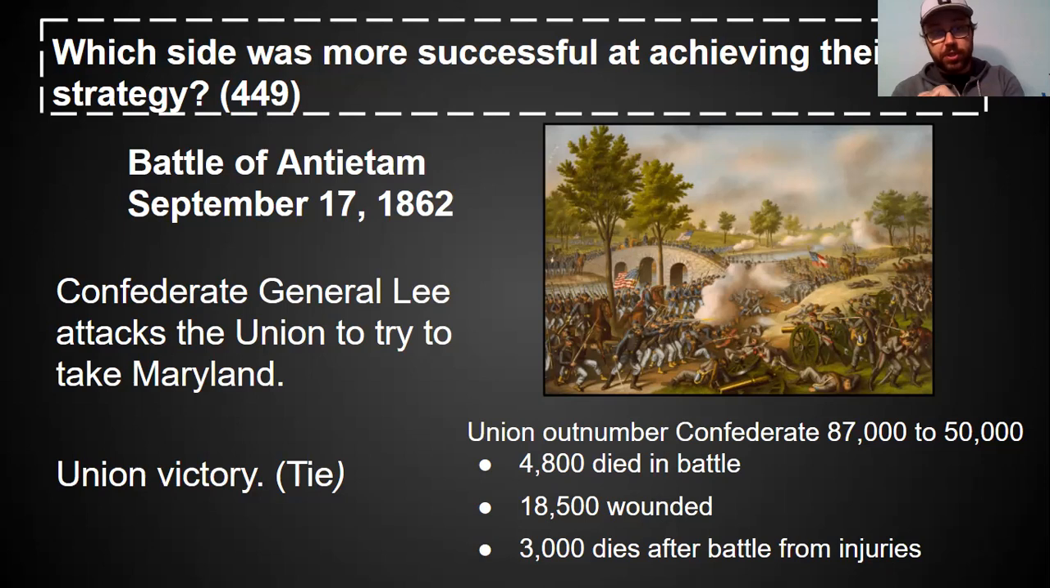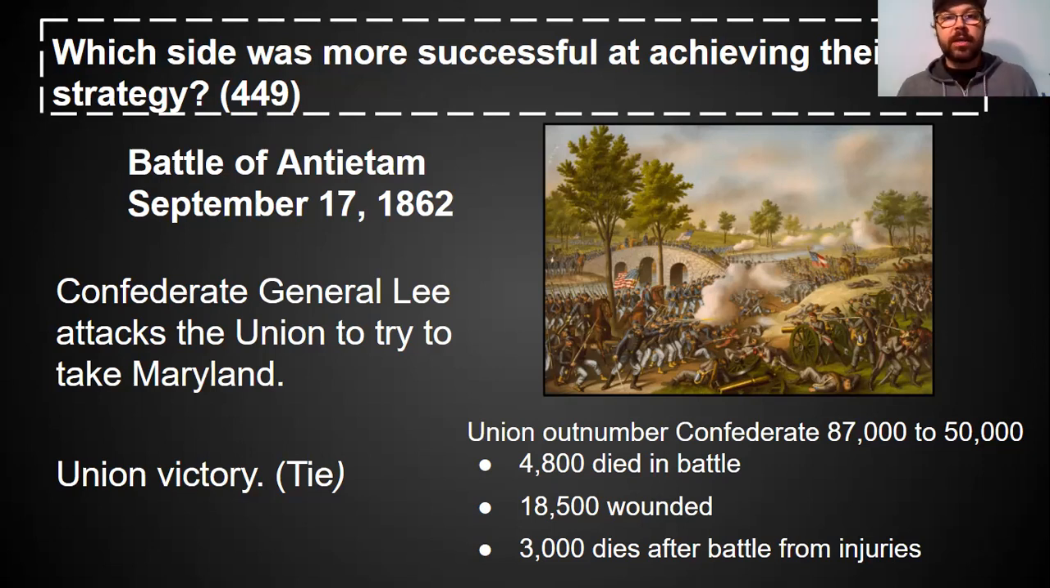So now the tables are turned. So far, for about a year and a half, this war has been the Union invading the Confederacy, trying to get to Richmond, and the Confederacy playing defense and successfully stopping them. Then the Confederacy says, well, let's switch our strategy, let's go on the offense. And now the Union is successfully playing defense and stopping them from going into Maryland. So this battle is effectively a tie, but that means it's a victory for the Union because they stopped them. So again, it's a stalemate.